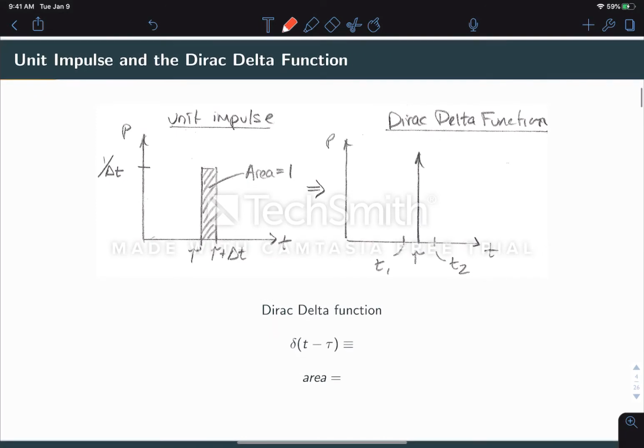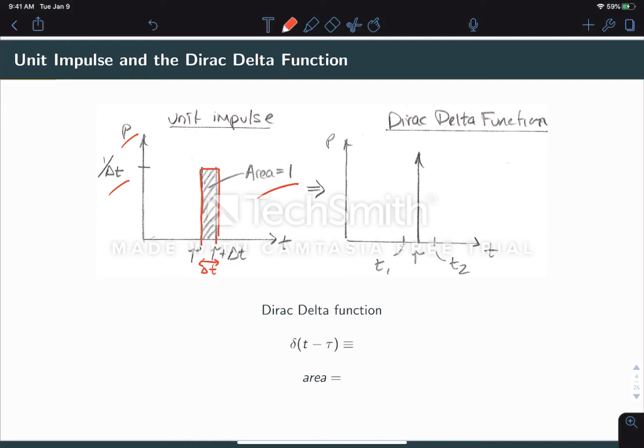So an impulse in general is defined as a force which acts over a very short period of time. So here we have a force P which begins to act at a time t and is constant over a time period delta t. For this to be considered a unit impulse, the area under the force curve needs to be equal to 1. And for that to happen, we need a height of 1 over delta t.